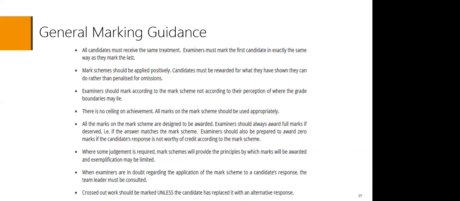The principle that Edexcel use is that any crossed out work, if it's just crossed out and nothing is written as an alternative, then it is marked. If it's crossed out and an alternative response has been given, then it is the alternative response that is marked and the crossed out work is ignored.